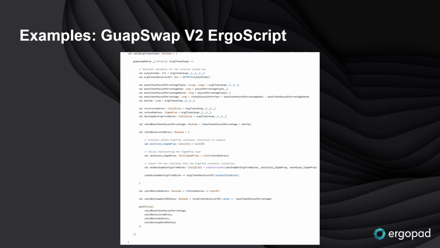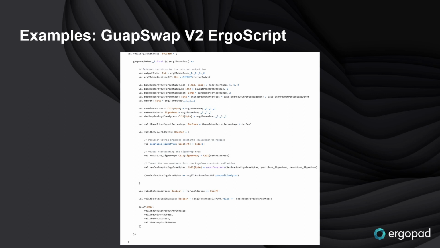And in order to do this, we use the substitute constants function. Since we already know ahead of time what the output contract should be, we can insert into the box as a context extension variable the bytes of the contract of the output box, and then we can access the constants in that contract itself and swap them for the ones that we want.